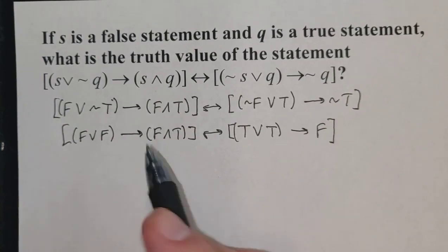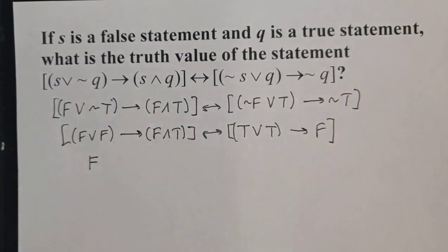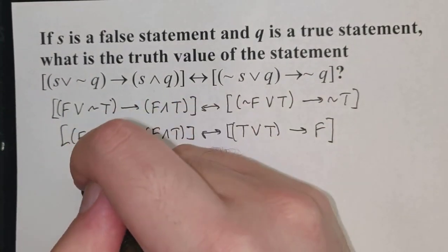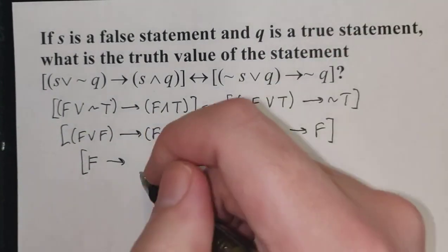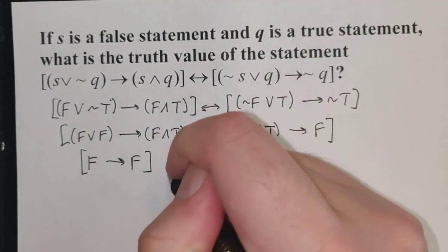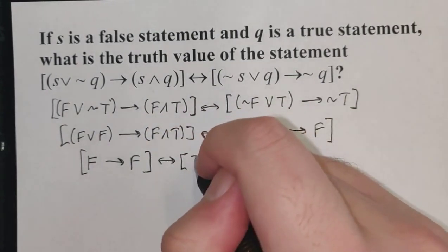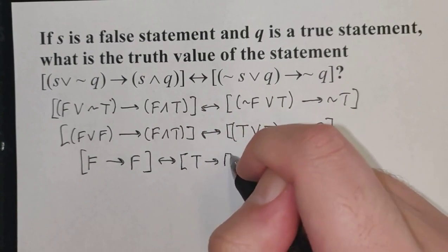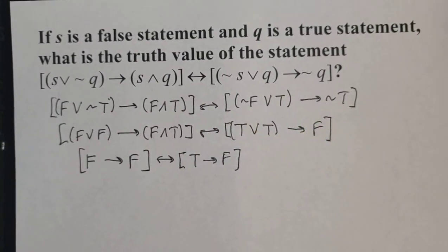Okay, so let's continue. We have false or false. We know that a disjunction, again, is false when both pieces are false. We have false and true here. That's a conjunction. Both pieces need to be true, but they're not. Here we have true or true, which is true. And we have a false here. So now this is broken down into something a lot more manageable. I think you can see that this is much, much easier to deal with.